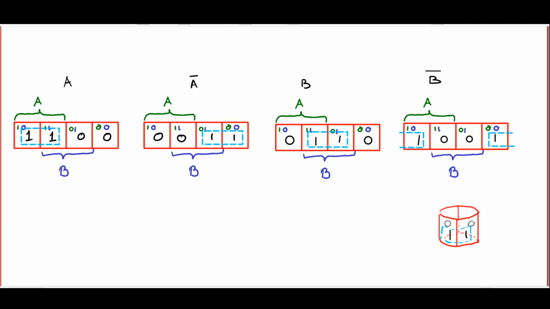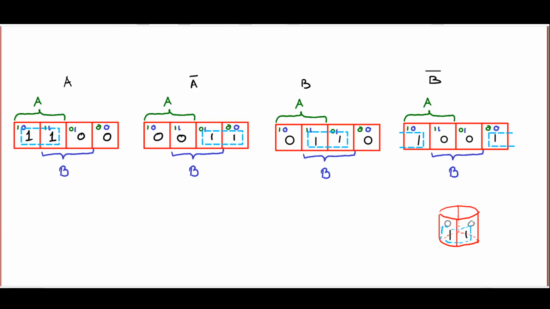A Karnaugh map with all 4 boxes filled with zeros definitely represents the 0 function or the false function, a function whose output is always false or low or 0. Similarly, a Karnaugh map with all 4 boxes filled with 1s would stand for the true function, a function whose constant output for all possible inputs is true or 1 or high.